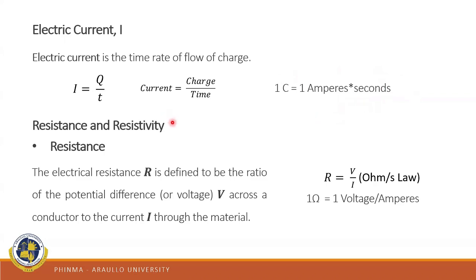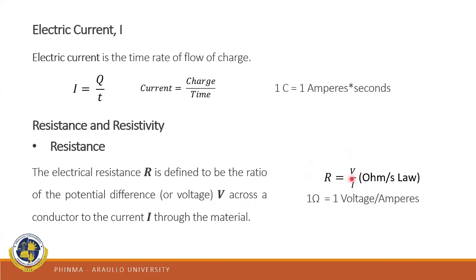And then we also have here the resistance and resistivity. When we say resistance, it is defined to be the ratio of the potential difference or yung voltage natin V across a conductor to the current I through the material. Pag sinabi natin ratio, division lang, ano? Kung ano yung unang binanggit na value or unit, yun yung ating nasa ibabaw or yung numerator. So as you can see, ang unang binanggit is yung ating potential difference, kaya nasa taas yung V. Across a conductor to the current I. Ayan, so nasa ilalim yung I, kasi dahil pangalawa siya binanggit.